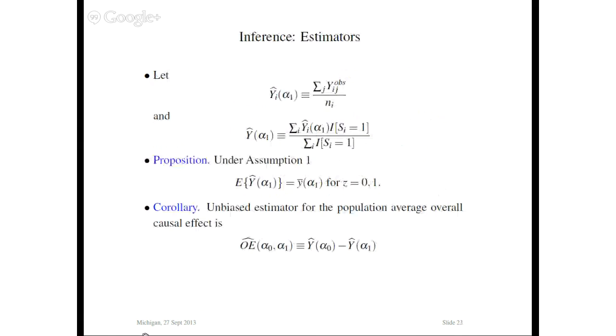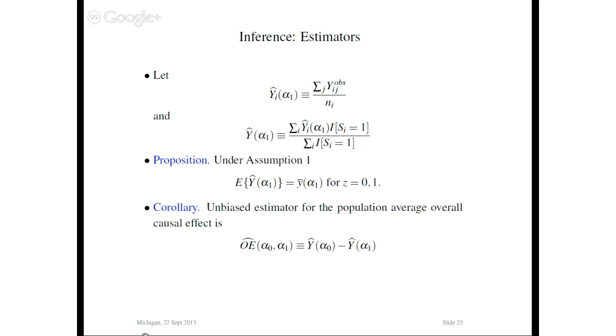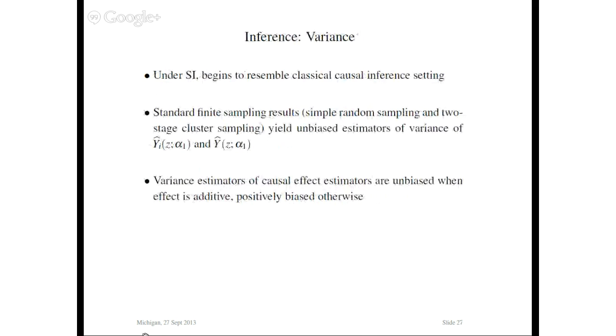So if you go back, here are our estimators, and you want to estimate, say, the variance of DE hat. Okay. So if you're willing to assume stratified interference, then you can get an estimator of the variance of DE hat that is going to be positively biased if the direct effect is not additive, and unbiased if the direct effect is additive. So in other words, we're getting, again, exactly extensions of Neyman's results to the setting where there's interference. So we're able to get these variance estimators positively biased unless the corresponding effect is additive, in which case they're unbiased.